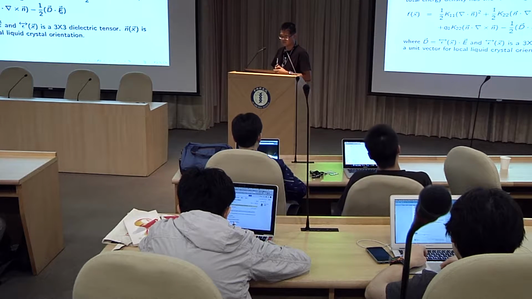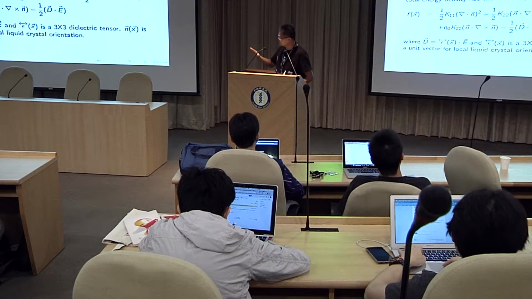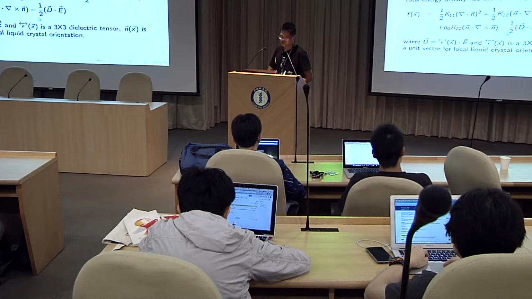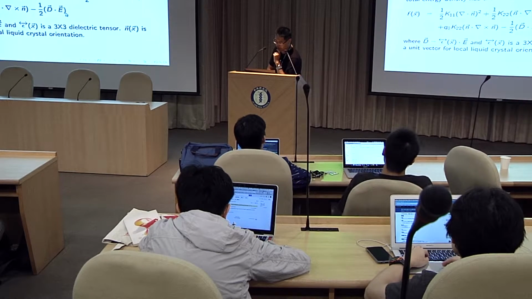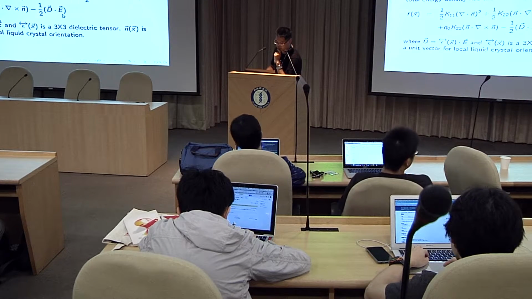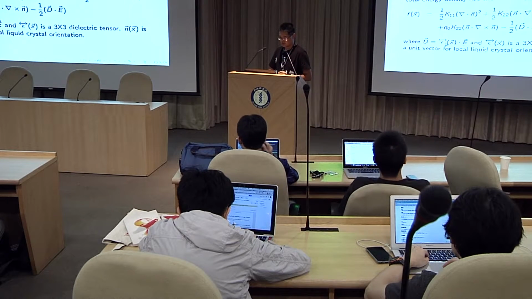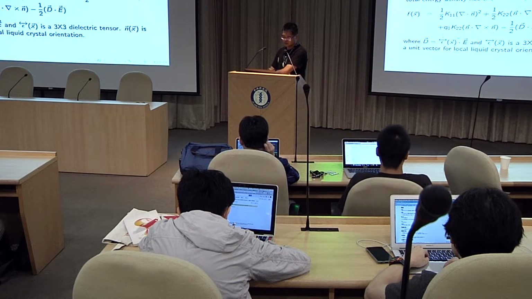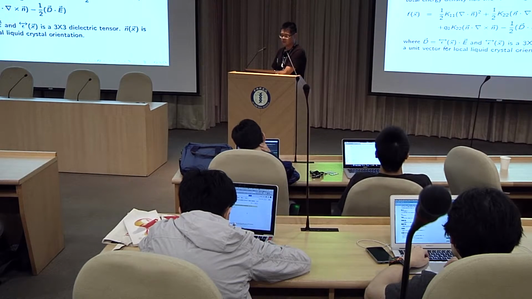This is the total free energy density, and this term is what you get when you apply an electric field on it. And D is expressed as this. The epsilon is the dielectric tensor.